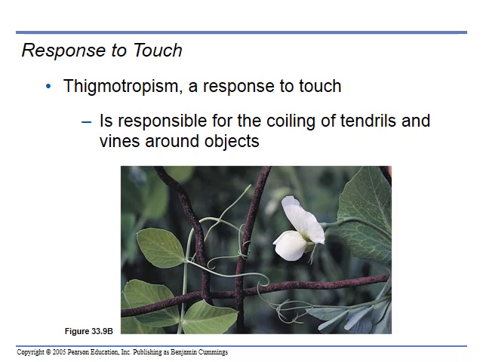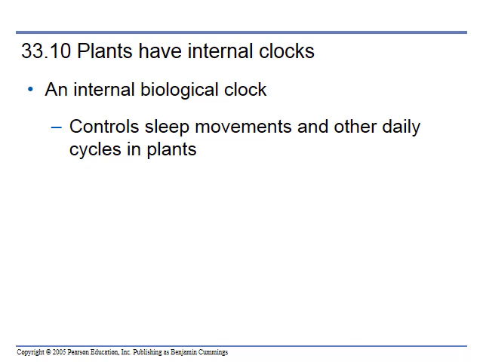Plants also respond to touch, called thigmotropism. It's a response to touch, and when we talk about coiling of tendrils, this is a response to touch. You've seen, I'm sure, vines and other things that will coil around each other. How do they know which direction to coil? That is how they know.